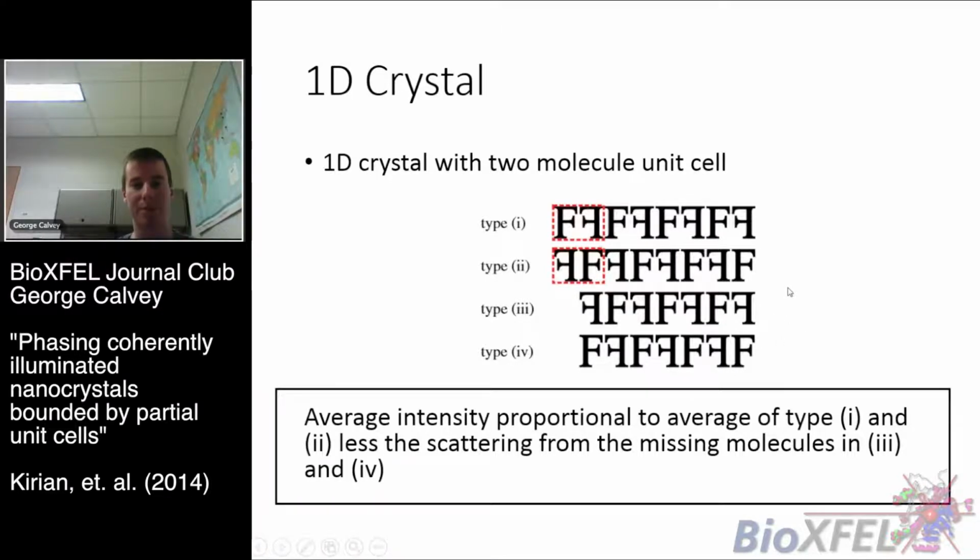If you look at this 1D crystal with the construct that was outlined above, you find that the average scattering intensity of all 4 types of crystals is just equal to the average scattering intensity of 1 and 2, less the missing molecules at the boundary in 3 and 4.